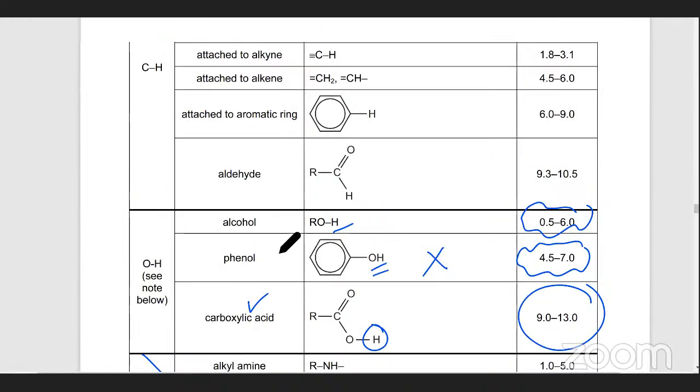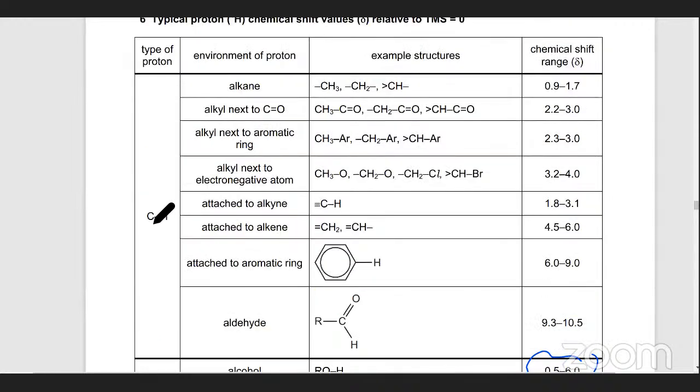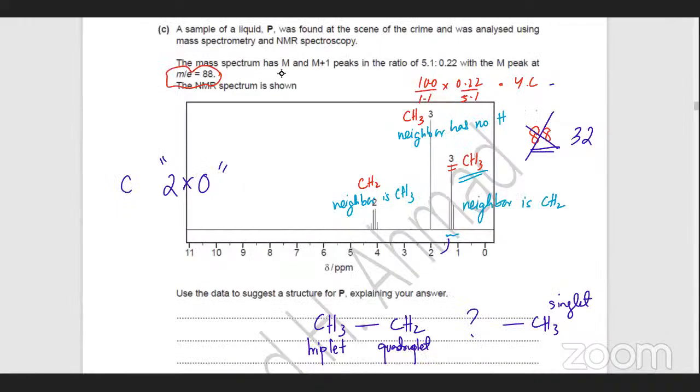so when does CH3 resonate close to 1? That's probably when it's next to a CH2, or an alkane, that's the environment. So that makes perfect sense. So this first one is probably this one, the one that's part of the carbon chain.